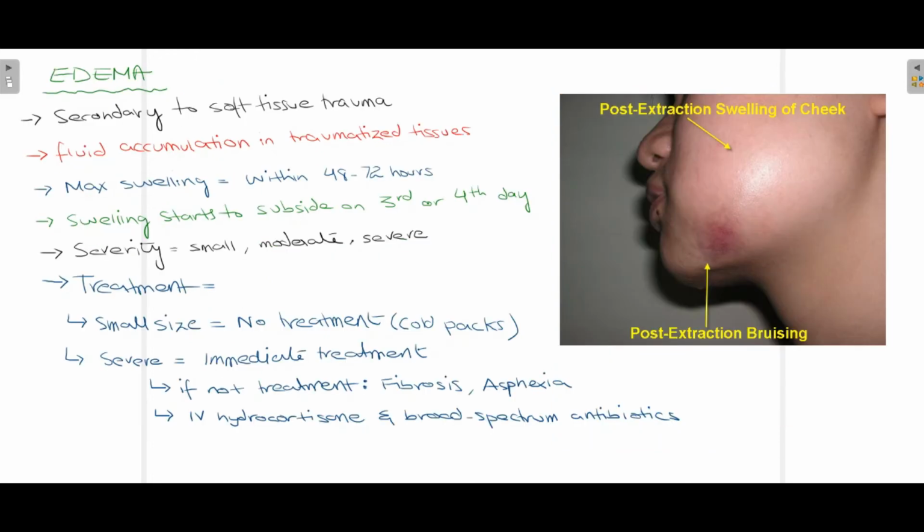Now, another common complication that arises after a tooth has been extracted is called edema. Edema basically arises when there is some soft tissue trauma whilst we are performing the extraction. So fluid starts to accumulate in the traumatized tissue.